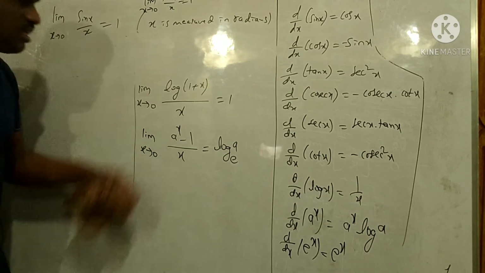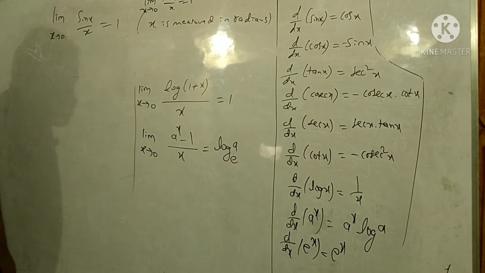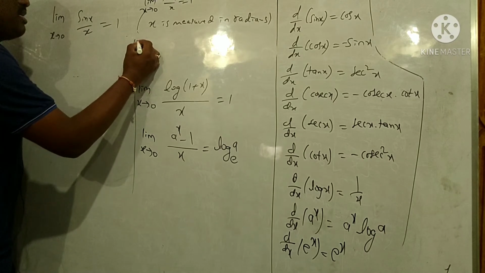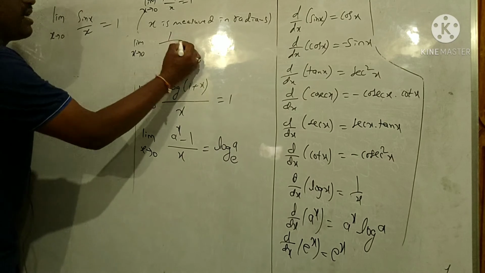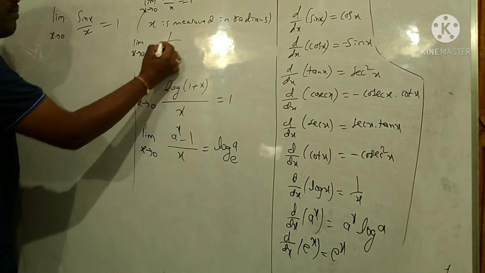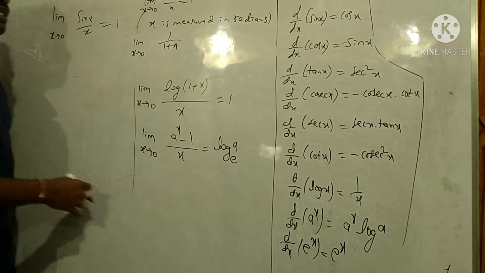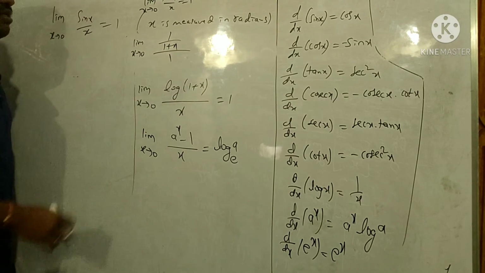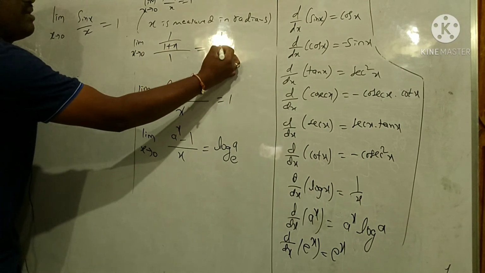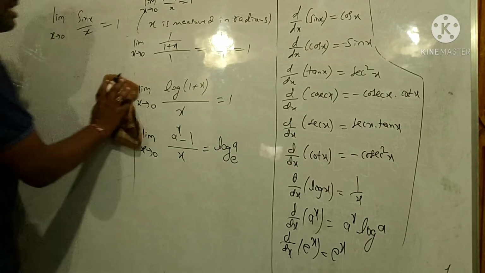Now this one, limit x tending to 0 of log of 1 plus x divided by x is equal to 1. Now what can I write here? I know that the differentiation of log x is 1 by x, so log of 1 plus x gives 1 by 1 plus x, divided by the differentiation of x, which is 1. Now substitute the limit: 1 by 1 plus 0 divided by 1 is equal to 1. So this proof is also done.